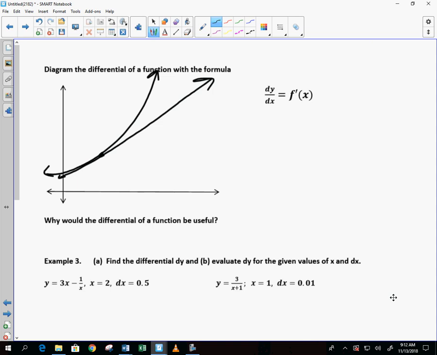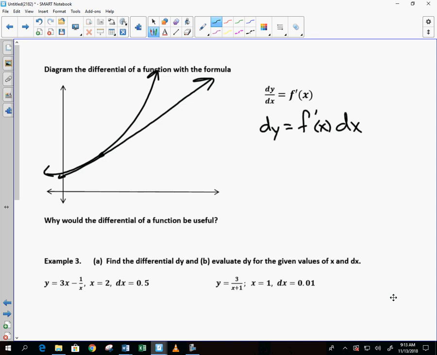First of all, we're going to focus on dy over dx, which we have referred to as the derivative, correct? And we would say that that's really the same as f prime of x. So a differential is simply this. We multiply both sides by dx, we get dy is equal to f prime of x dx.